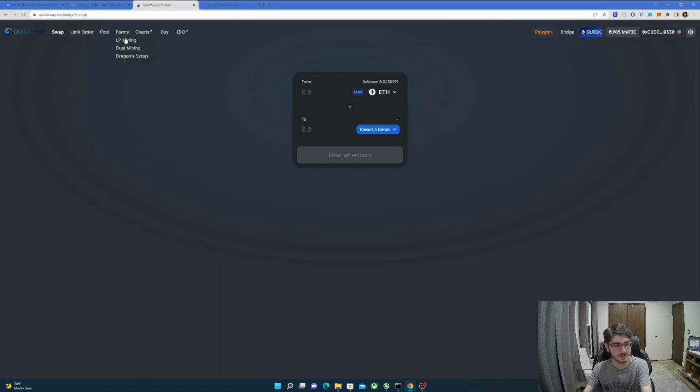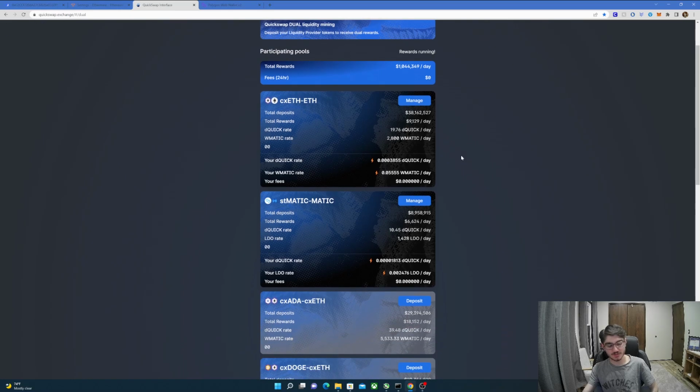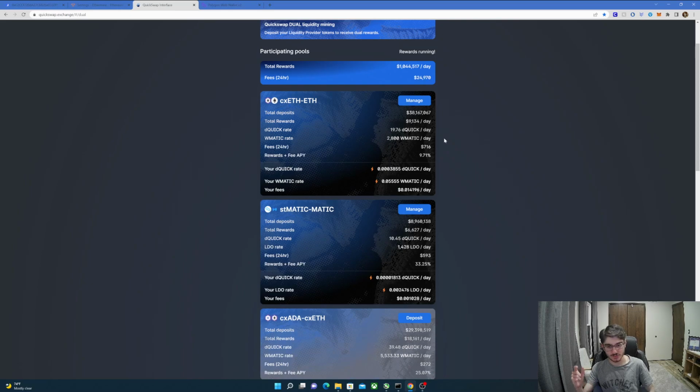Well, it depends on how you want to earn liquidity rewards. So go to the farms and go to dual mining. Essentially what you're doing here is depositing two assets that are worth the same dollar amount into something called a liquidity pool. People who want to trade between those two assets can use the assets that you provided, and then you get a share of those transaction fees.